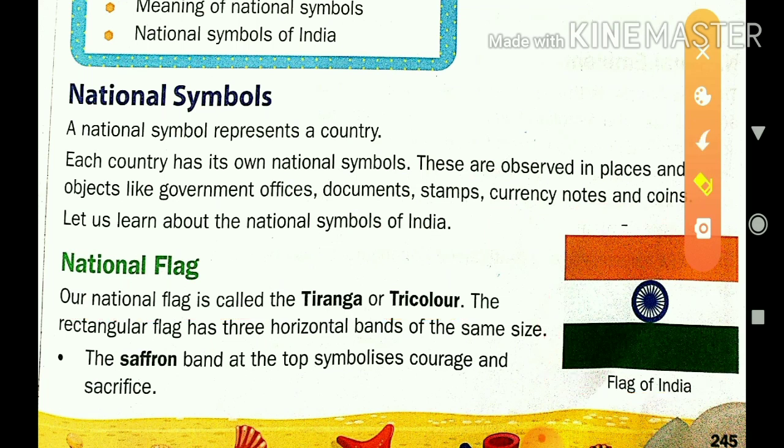Then the rectangular flag has 3 horizontal bands of the same size. You can look, these 3 bands are there. You see 3 different colored strips. Then you can look again, there is one small circular navy blue color circle there. Then we are going to learn first about the color saffron.